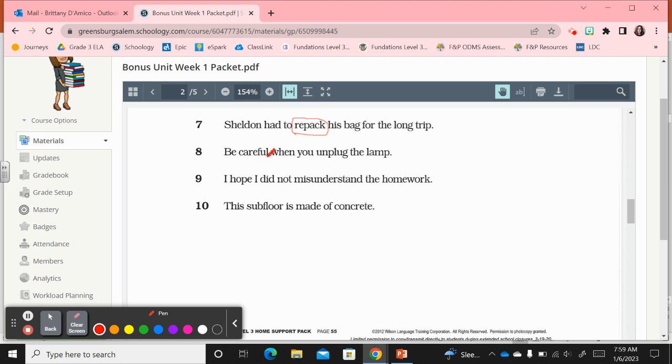Now, plug we know is a base word, but for this activity, we're only looking for the prefix. Un here is a prefix. Excellent. Number 9, I hope I did not misunderstand the homework. Miss is a prefix. Misunderstand. Excellent. And number 10, this subfloor is made of concrete. Subfloor. Excellent.